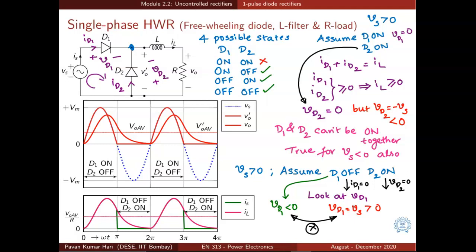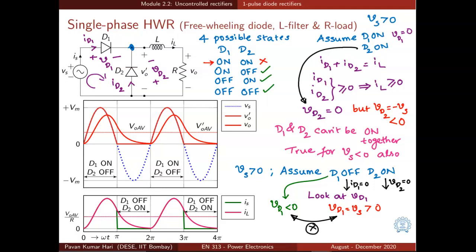By the same arguments, it can be shown that this condition is true even for Vs less than 0. So this particular state of both being on is invalid at any point in the circuit, at any instant of time.